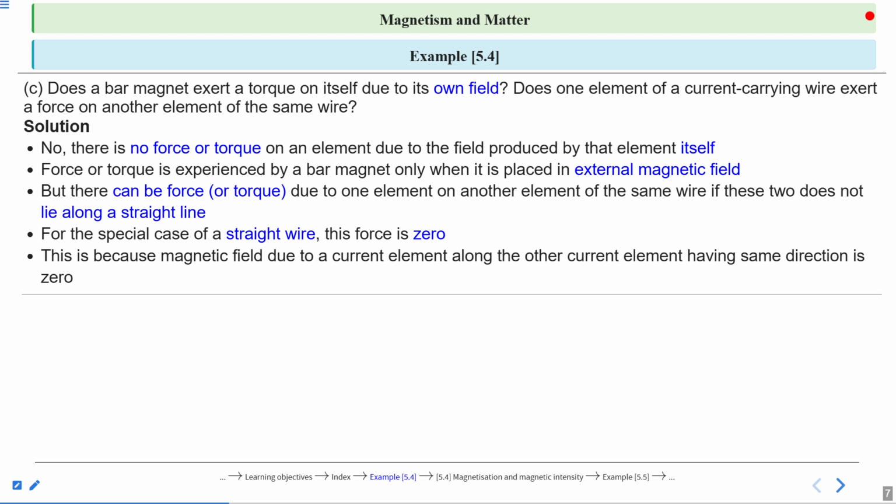This is because the magnetic field due to a current element along the other current element having the same direction is 0. Okay, if the wire is straight, the force or torque is 0. But if the wire is not straight, these two elements lie on different lines, not along the same line, then force or torque can apply on another element. Okay.